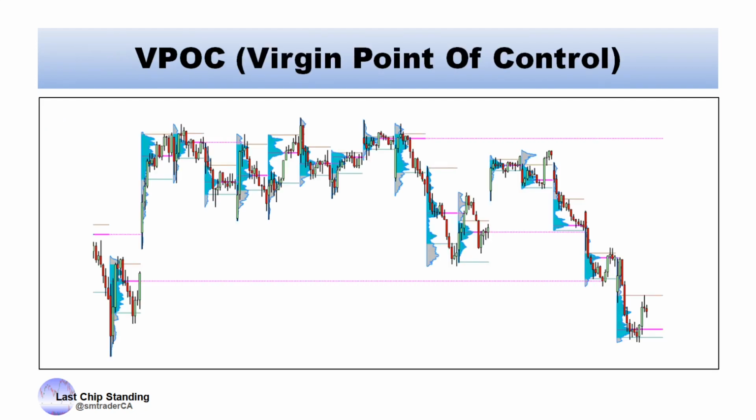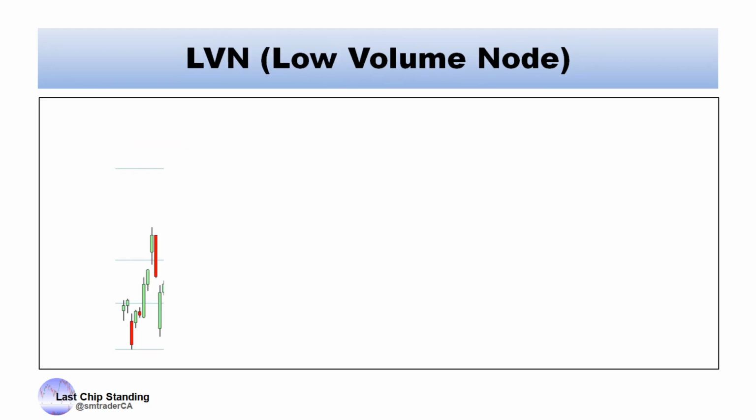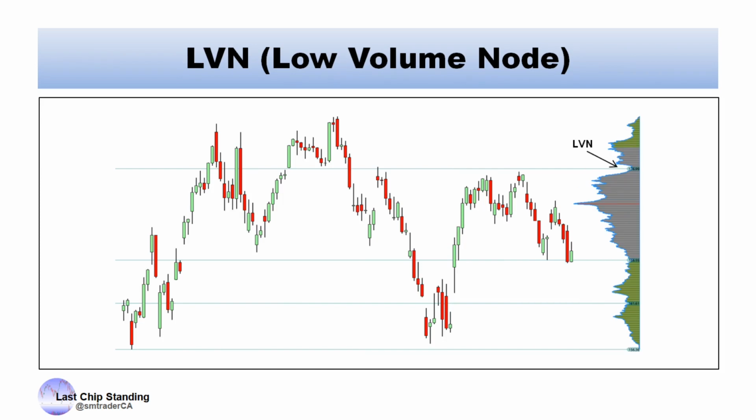Now let's take a look at the VPOC on this chart. Here is a VPOC, the POC that has not been tagged and has been established many trading sessions ago. And here's the POC from the most recent session. Here are some of the HVN on this chart, the high volume nodes. And here are some of the LVN on this chart.